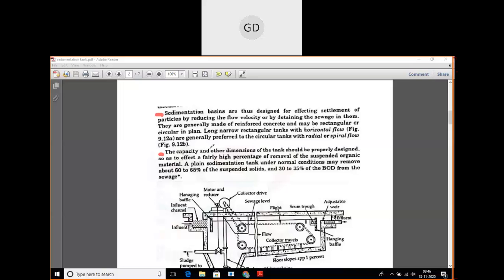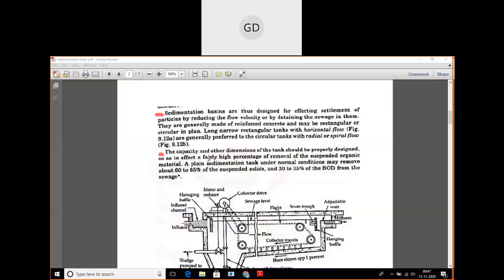Long narrow rectangular tanks with horizontal flow are generally preferred. Since there are two, one rectangular and the other circular, the rectangular tanks with horizontal flow are generally more preferred than the circular tanks.